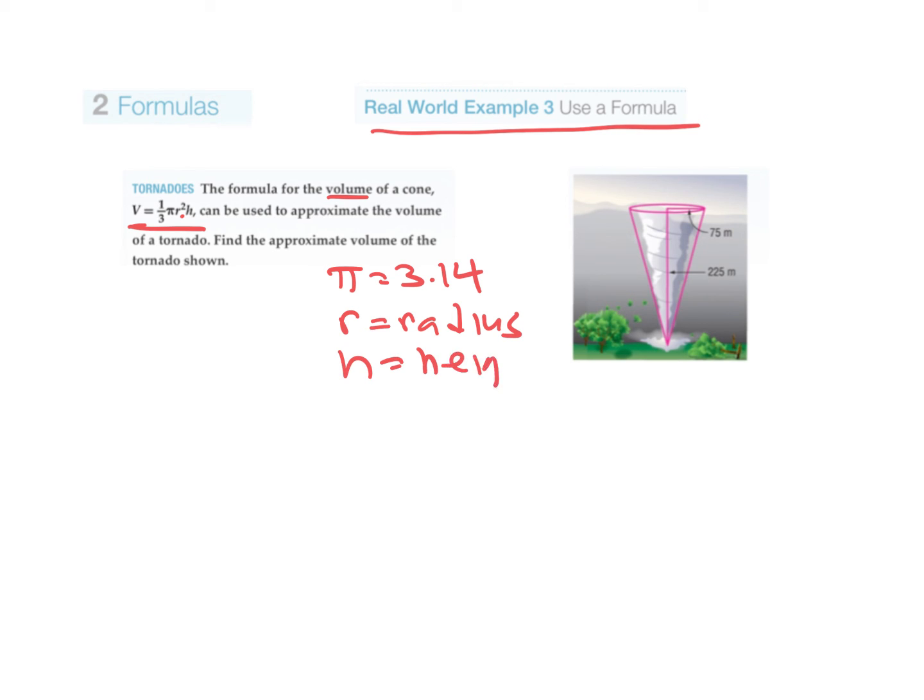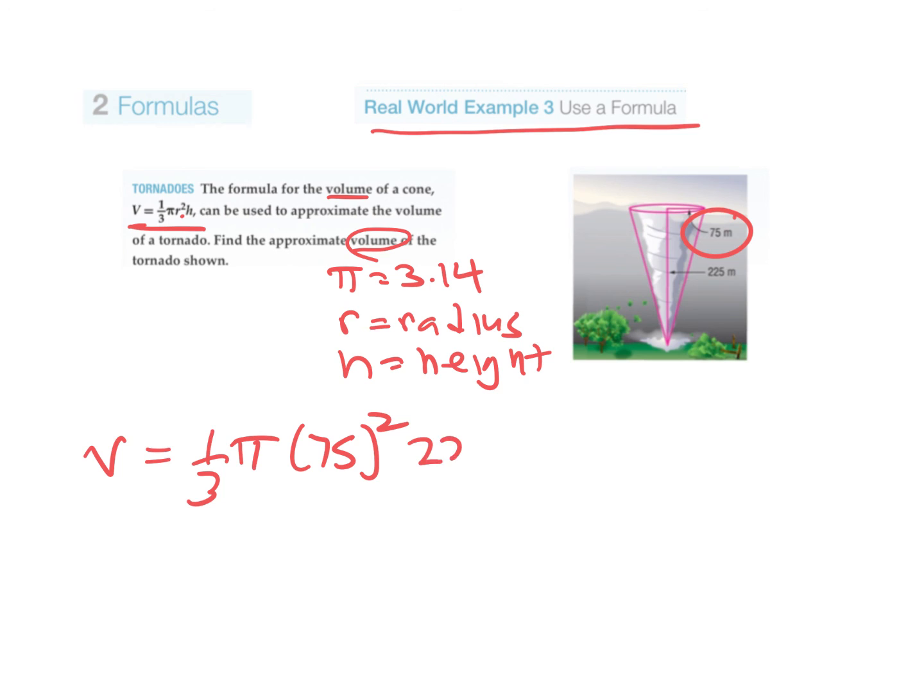So once we know what each letter stands for, we can look for those things in our picture and fill in the numbers. So we're trying to find the volume, so I already know V will not be an answer. So I'm going to look for radius, which is 75, because that is halfway across the circle. So I'm going to have my 1/3, which is a number already part of the formula. I'm going to go ahead and leave pi in there for now. And then my radius is 75, so I'm going to substitute that by using parentheses, and it's squared. And the height is 225, and I'm going to put that in parentheses just to separate.